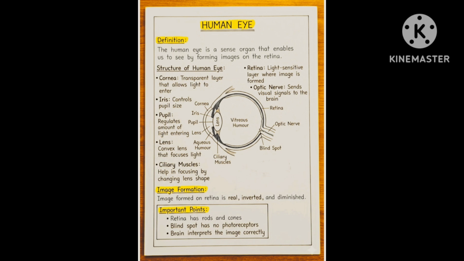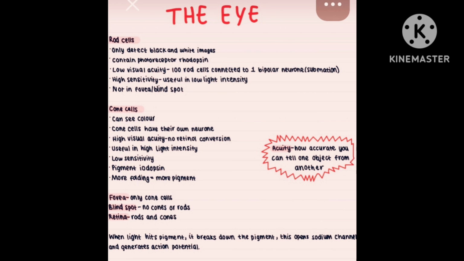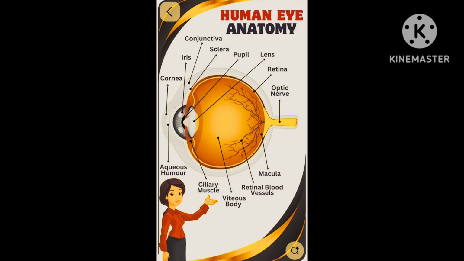There are two kinds of cells: cones, which are sensitive to bright light, and rods, which are sensitive to dim light. Cones sense color. At the junction of the optic nerve and the retina, there are no sensory cells, so no vision is possible at that spot. This is called the blind spot.